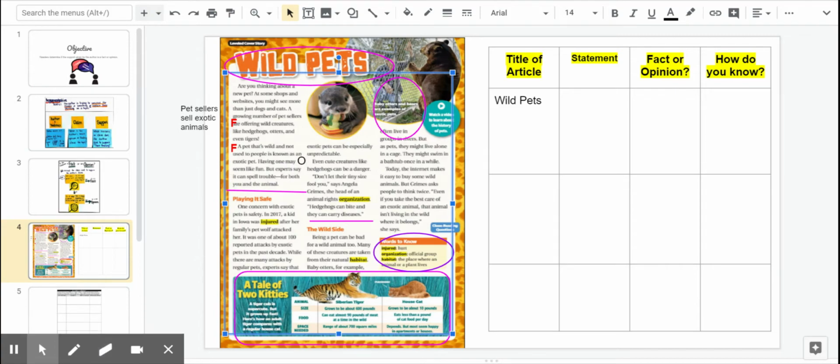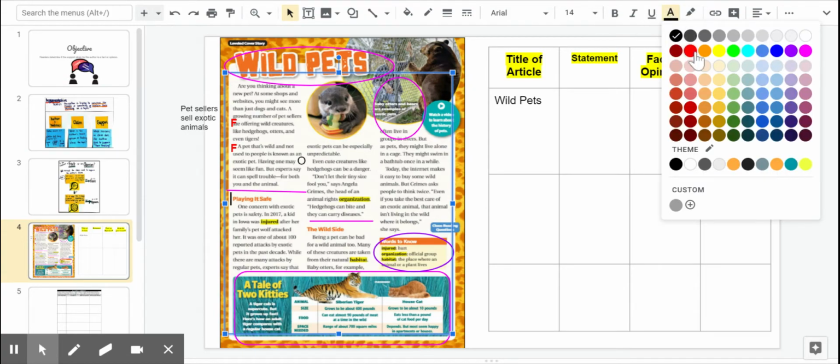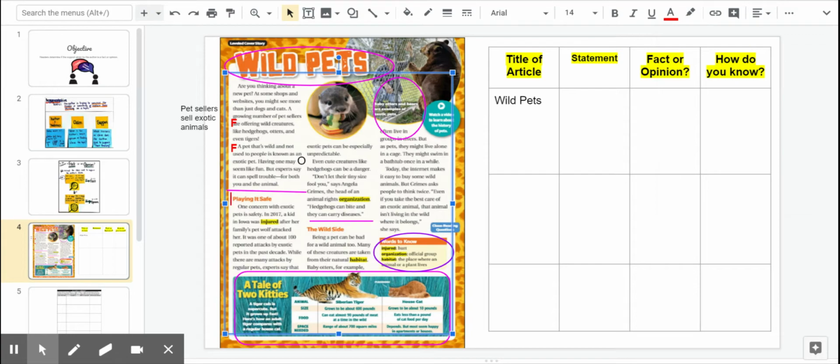So we're going to continue to read now. Playing it safe. We're going to come down here and read playing it safe. One concern with exotic pets is safety. In 2017, a kid in Iowa was injured. We look over here, injured means hurt, after her family's pet wolf attacked her. That is definitely a fact. So I'm going to go ahead and list that as a fact before I get any further along here. Okay? And I'll tell you why in just a minute.